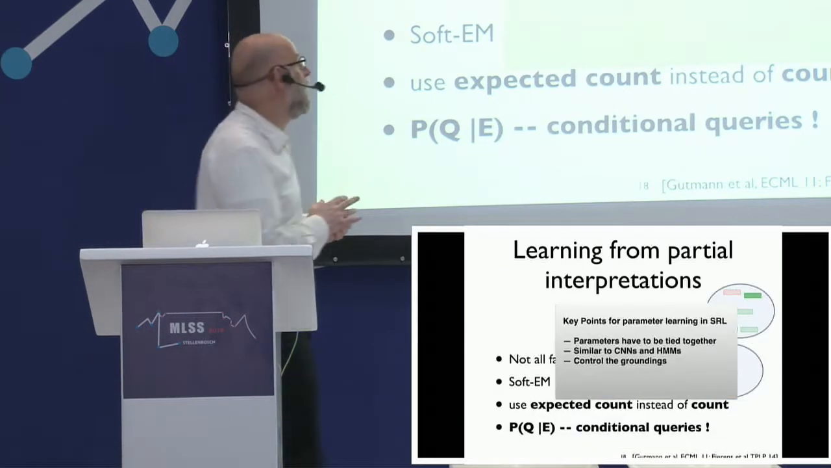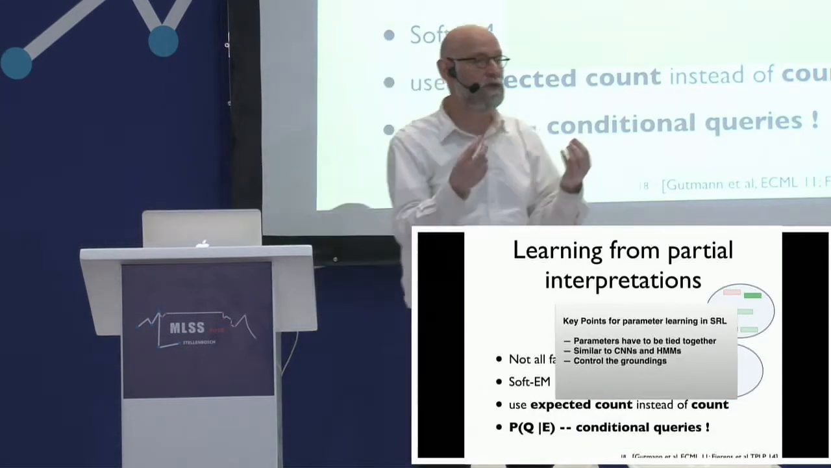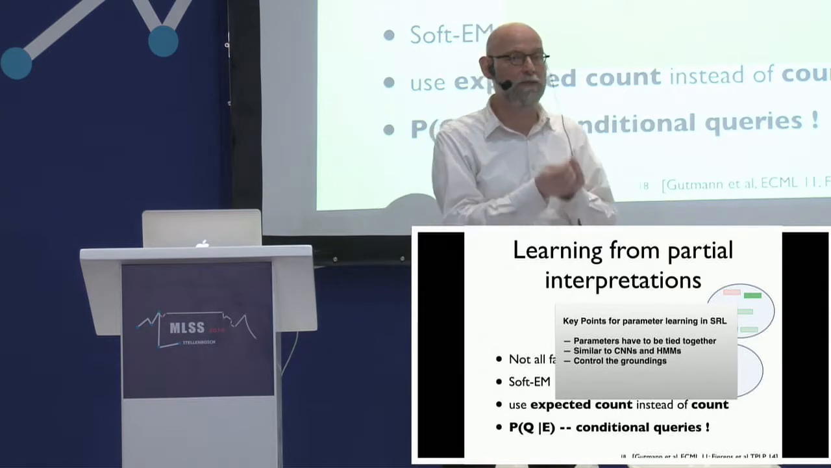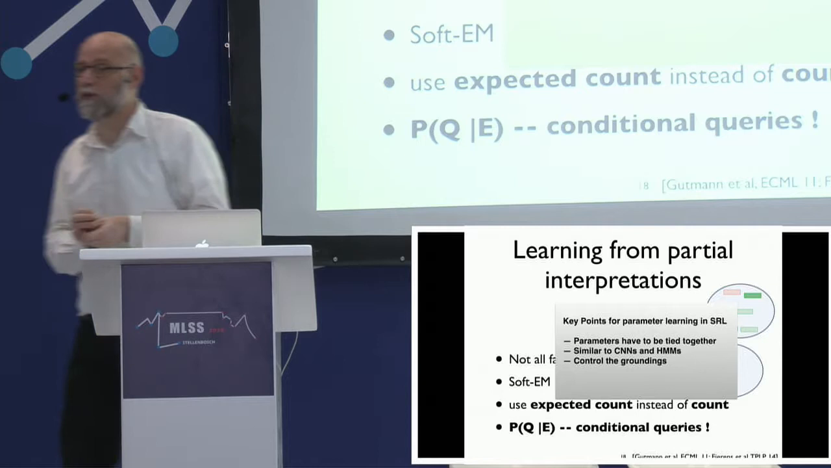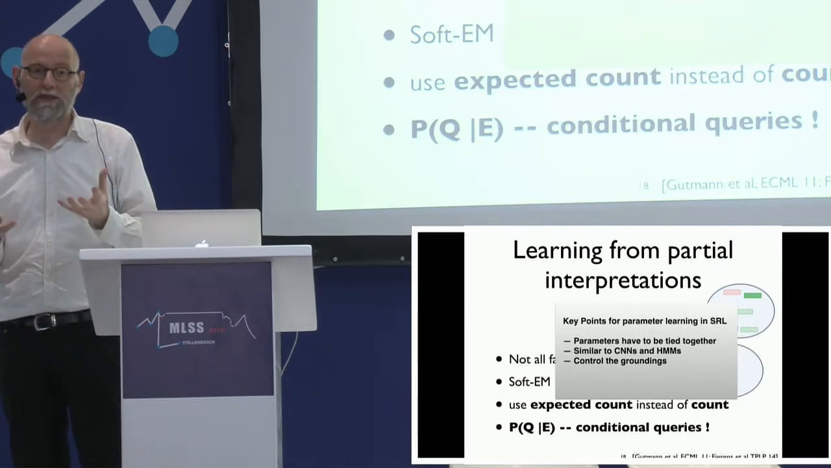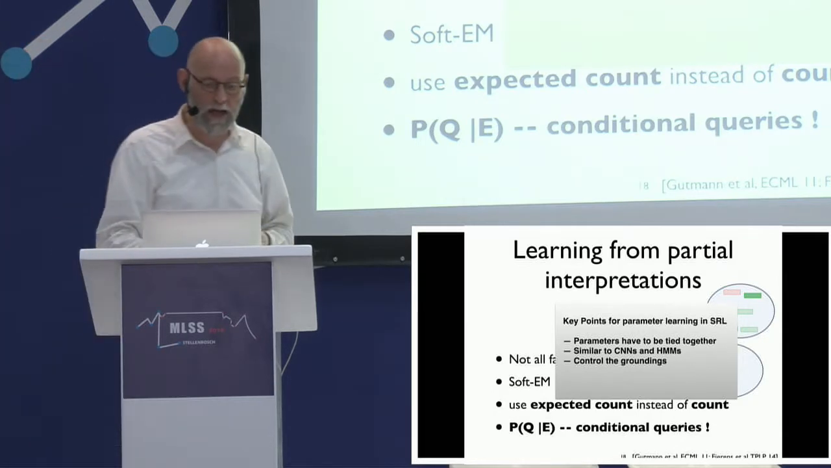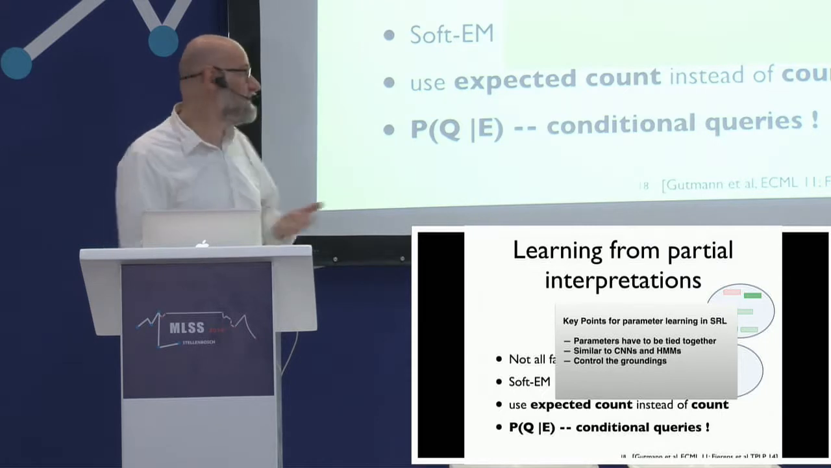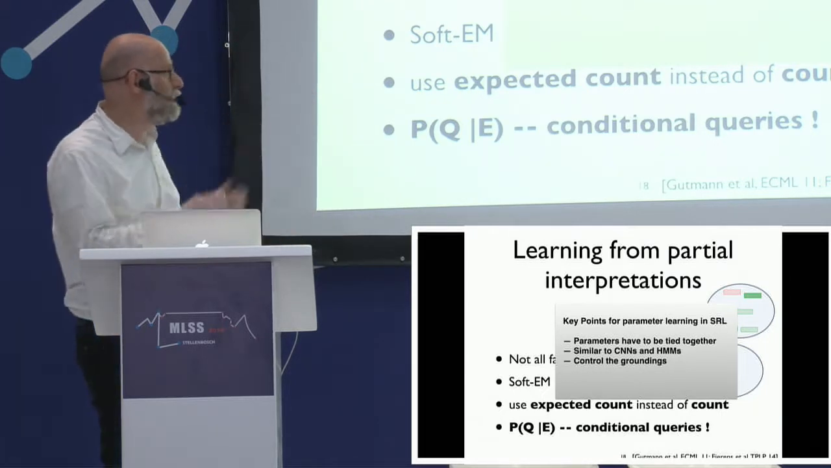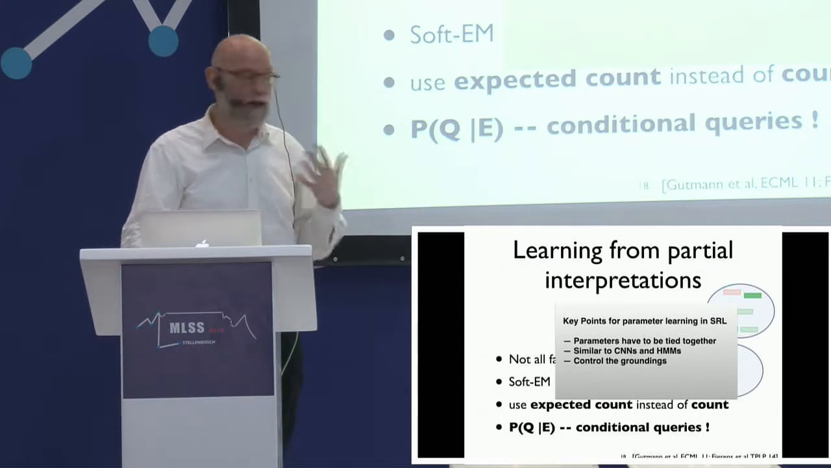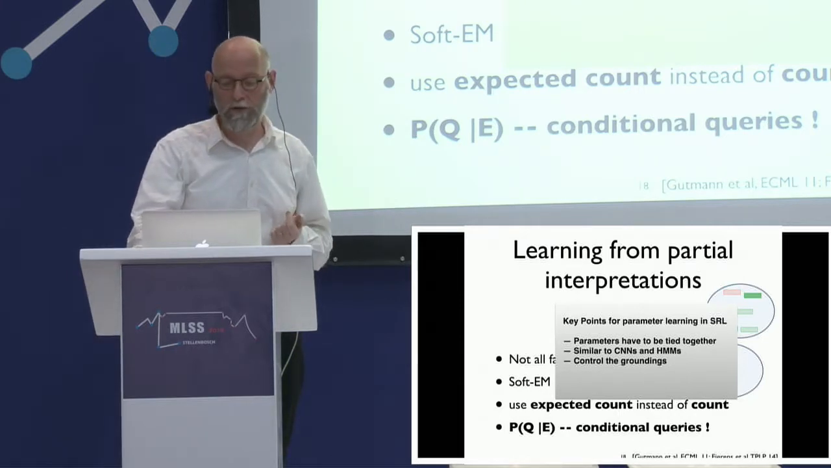The key point about parameter learning is that you tie the parameters together. That is why this plate model that I showed is so compact. It's because it ties the parameters together. That's similar to other graphical models like HMMs. It's also similar to what happens in CNNs. And the key thing is to control the groundings.